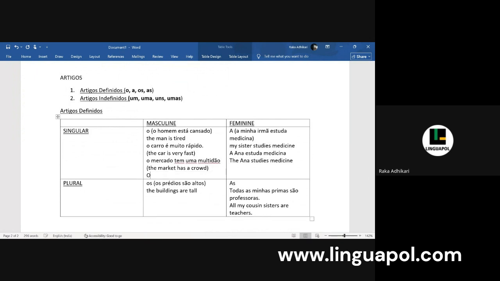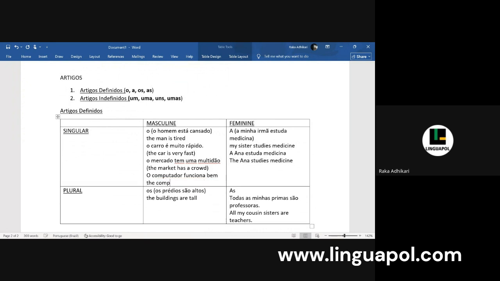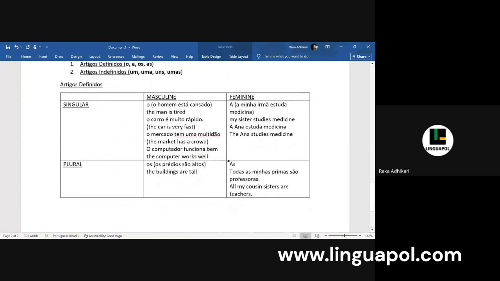Let's see. O computador funciona bem. The computer works well. O computador funciona bem. Let's look at some sentences in plural as well.